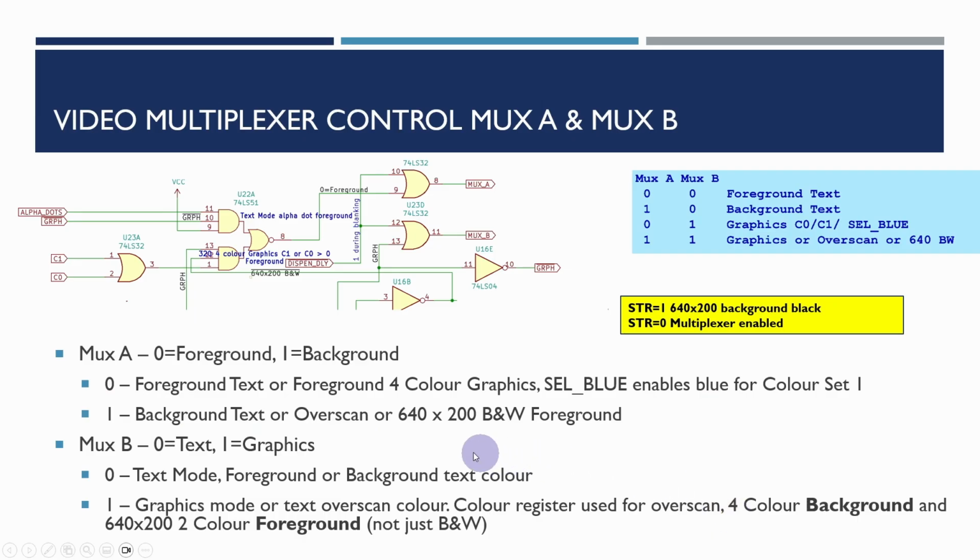So then on this page, this is just summarizing the logic rules for how these mux A and mux B are determined. And fundamentally, mux A is 0 for foreground text, 1 for background text, and mux B is 0 for text and 1 for graphics. Now, really, this is more to do with the graphics, so we're not going to worry about this too much, but these rules are slightly more involved when we get into the graphics side of things, which we'll be covering later on in the series. But for the moment, all we need to really worry about is that foreground is 0, background is 1, and multiplexer B is 0 for text.